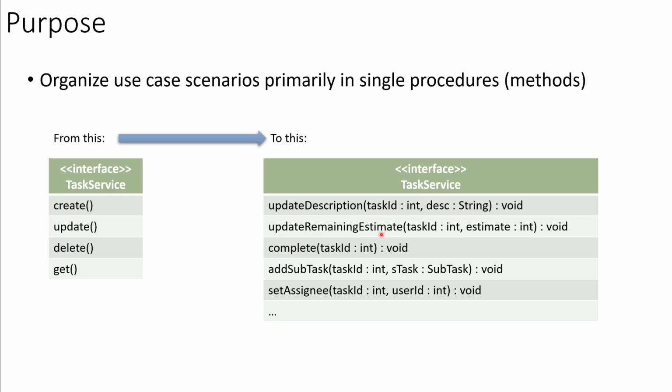We can update remaining estimate, again, a specific task and the new estimate. You can complete a task, given the ID. You can add a subtask to this task, and maybe you provide a subtask instance, or maybe you provide some other arguments. You can set assignee and so on.